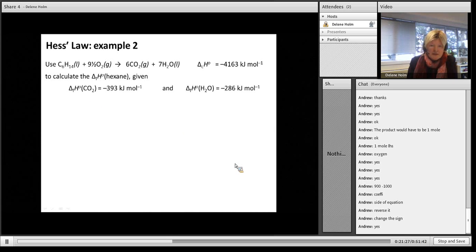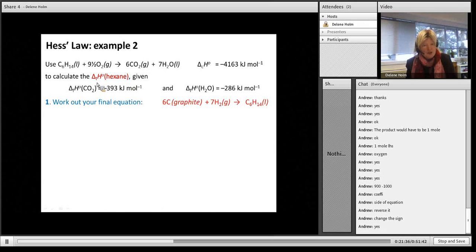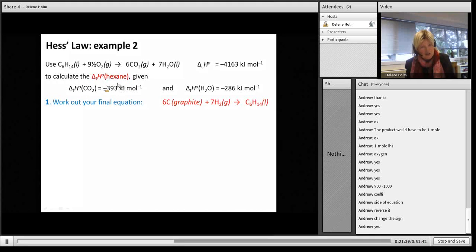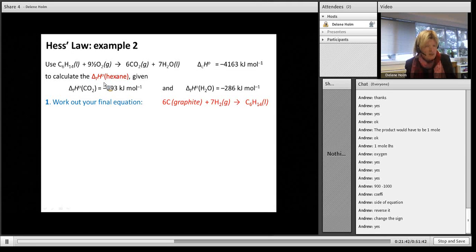So here's another example. Here the first thing you do is you find out what you need to calculate. You were given the equation last time. Here we're not given the equation, we're just simply told you've got to calculate the heat of formation of hexane. So work out your final equation so you know what you've got to aim for. Now I chose this one because I wanted you to see what carbon is in the standard state. Because carbon has lots of allotropes, you can't just say solid, because it could be diamond, it could be graphite, it could be lonsdaleite, it could be all sorts of things, but the common one is graphite. So that's what we use.